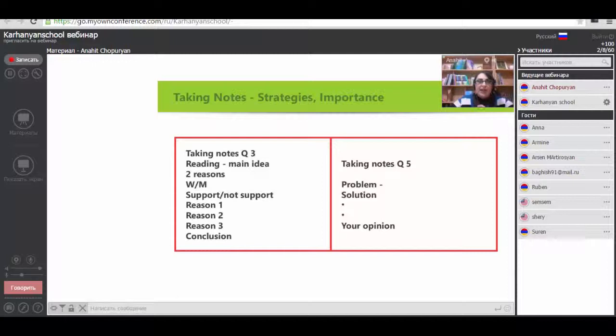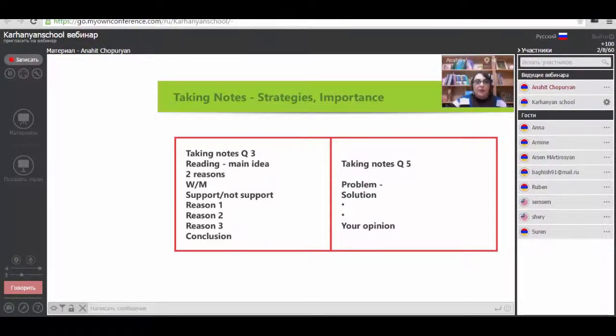Now about note-taking strategy. I have designed this chart, and I would like you to have a look at it. Take notes in question 3 this way. From the reading, you must take notes on the main ideas. So what is the idea? What is the problem? What is the change? And then 2 reasons for that. Don't forget about reasons. Sometimes people lose points because they don't concentrate on reasons as well. But I recommend you to concentrate on reasons as well.